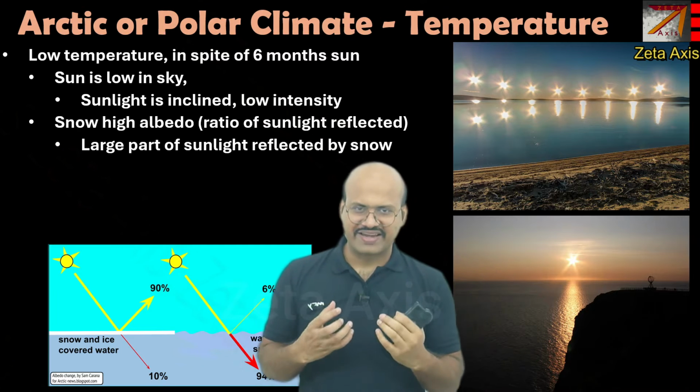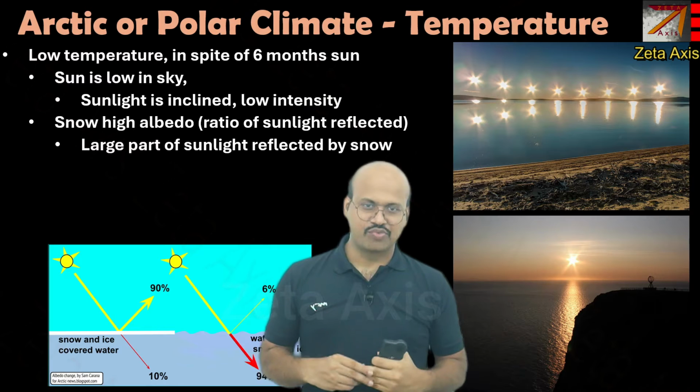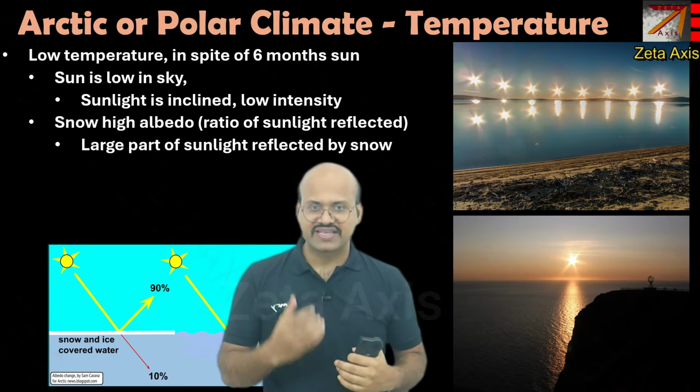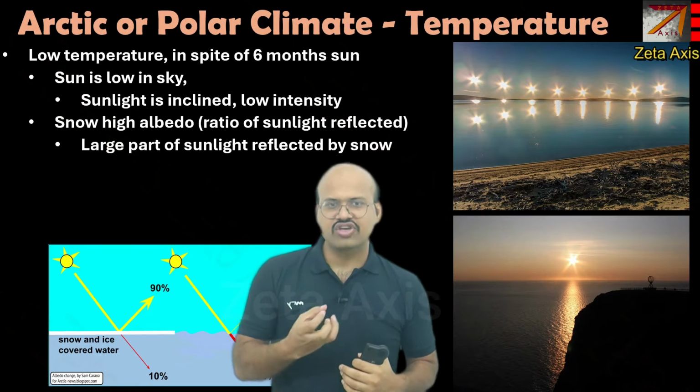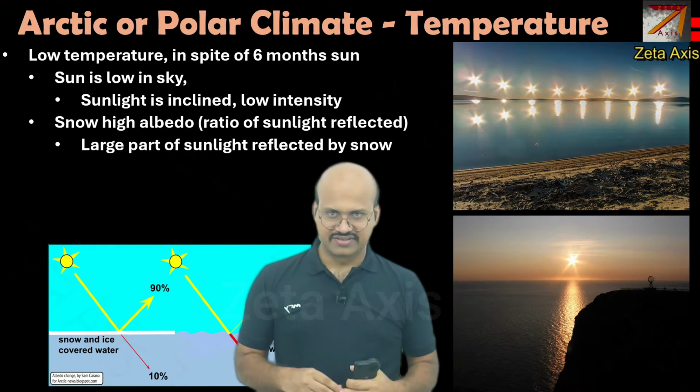Therefore the sunlight which is received is spread over a very large area. Moreover, it passes through a very large distance in the atmosphere where it is scattered. So the intensity of the light is very low in this region. Therefore, it cannot heat this region.